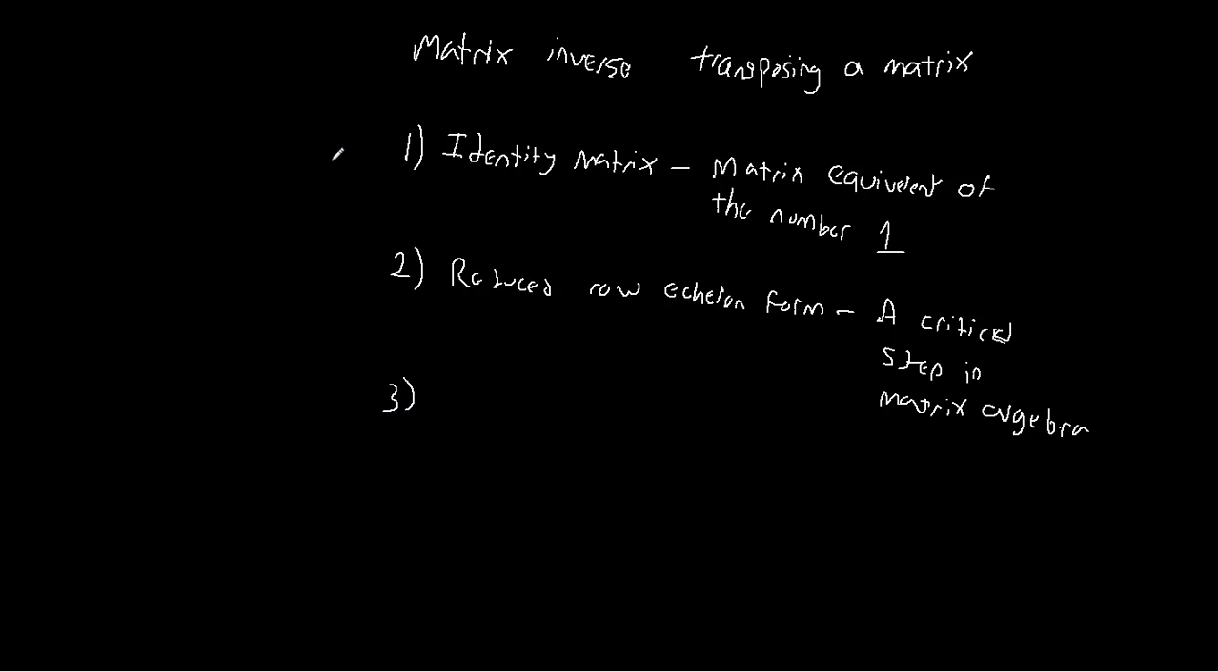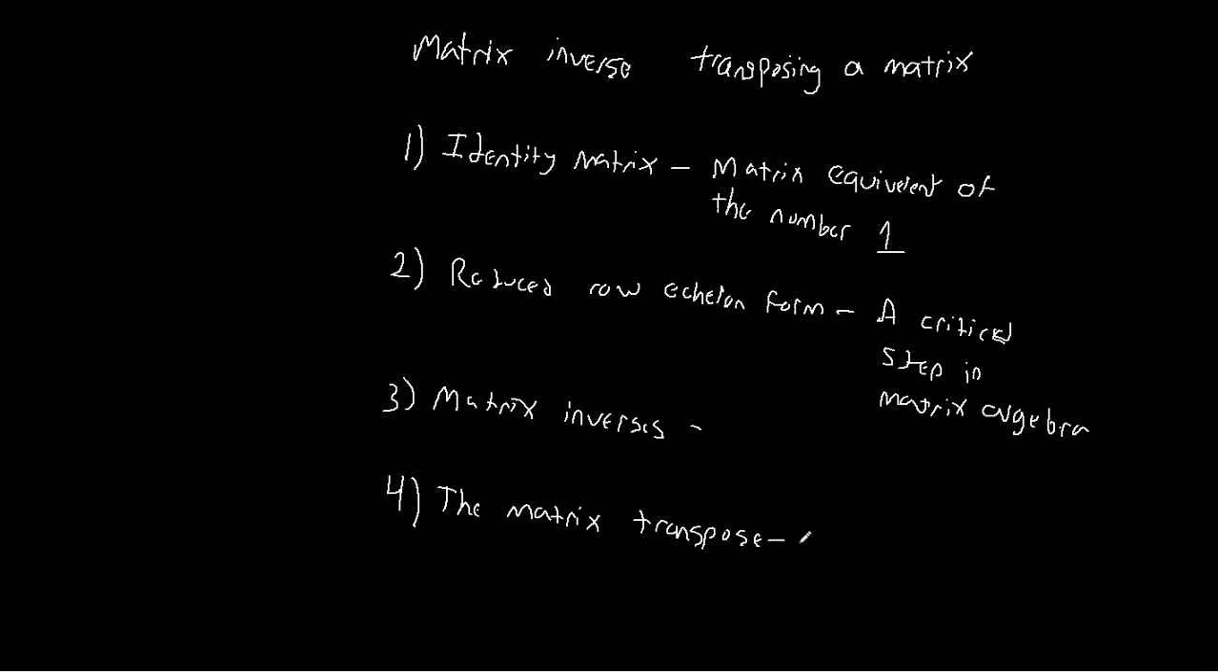Then third, we're going to combine the identity matrix with this idea of reduced row echelon form to actually talk about matrix inverses. And then finally fourth, we're going to talk about the matrix transpose. Now, I left the inverse matrices blank because this is going to get its own introductory video, so I don't want to spend too much time right now talking about it.